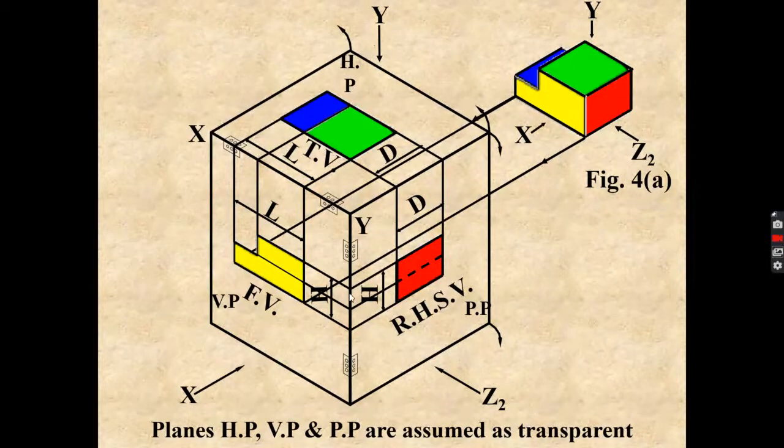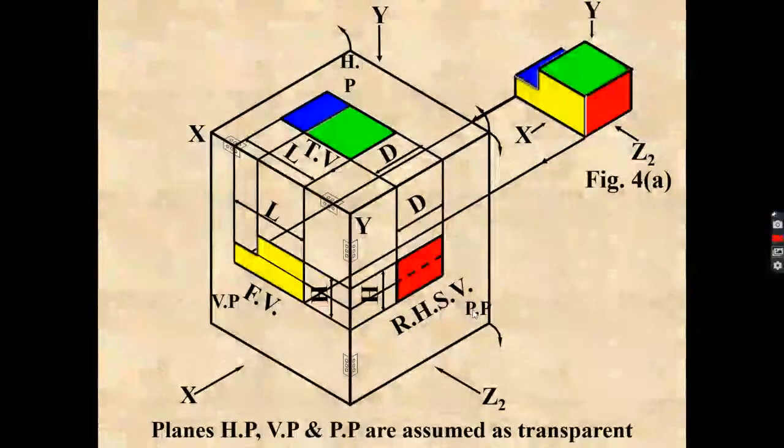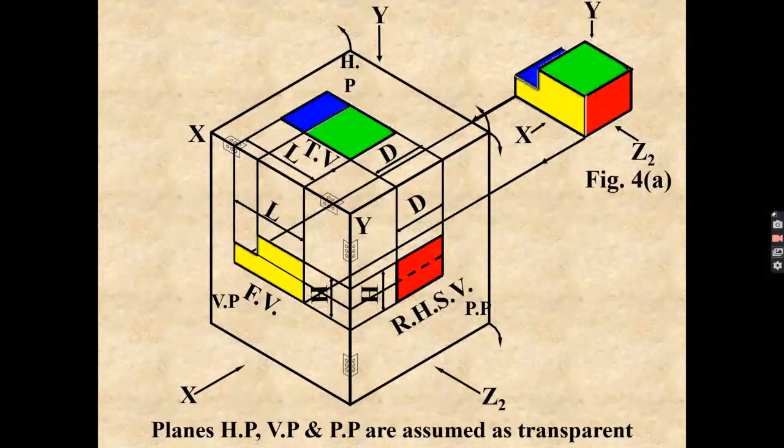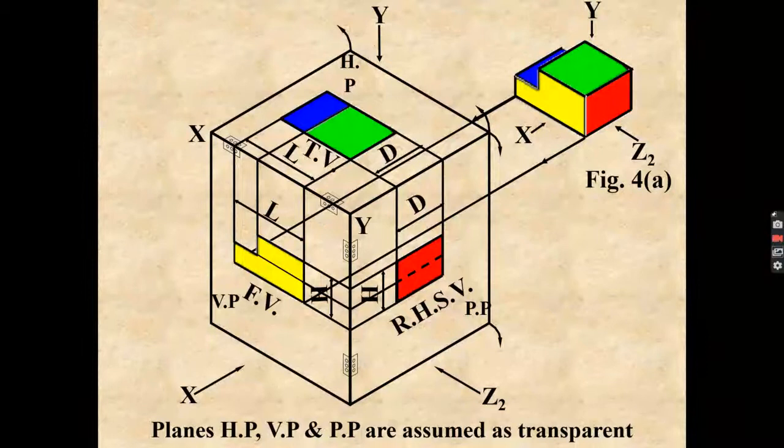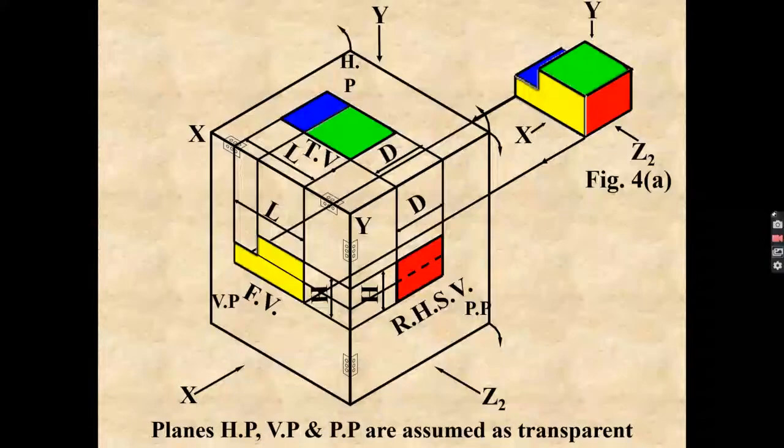While in the first angle position, it was opposite. The right hand side view was on the left side of the front view, and the left hand side view was on the right side of the front view. You don't have to remember it. Whenever you draw it, you will automatically get these things.